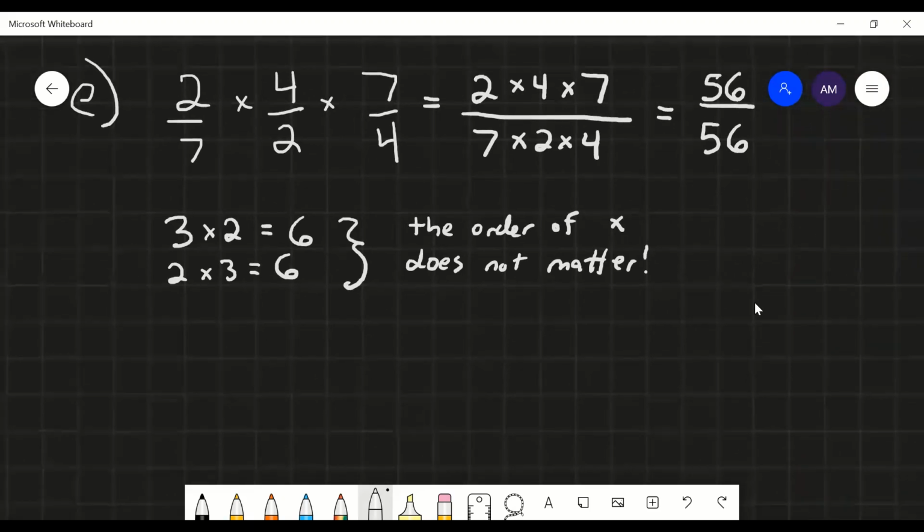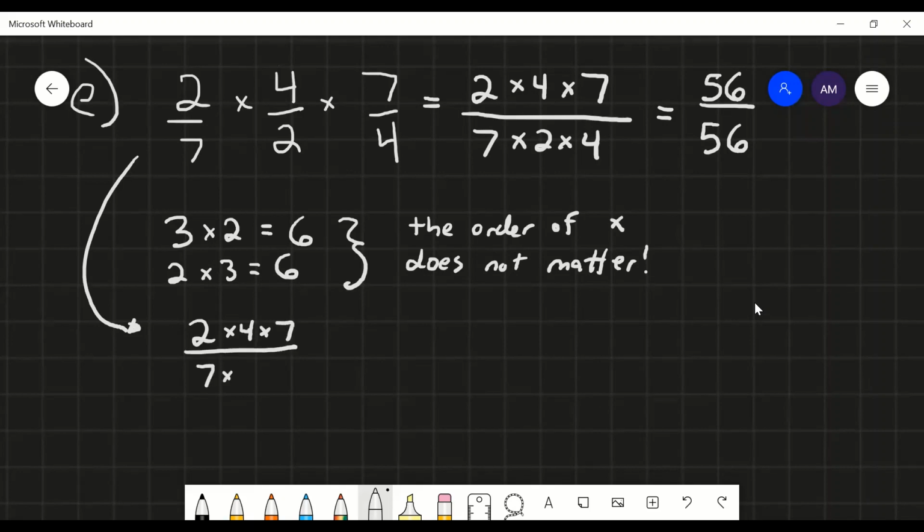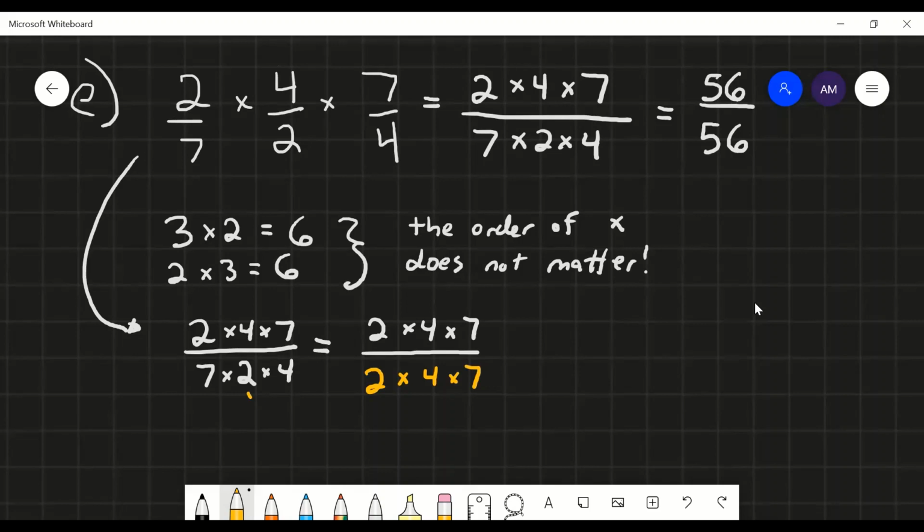So I'm going to do this problem again down here just to show you what I mean. 2 times 4 times 7 over 7 times 2 times 4. Well, my 2 looks kind of silly. We could at any point rearrange the 7, the 2, and the 4. And I'm going to do that. So 2 times 4 times 7. Well, we said the order doesn't matter. So this could be 2 times 4 times 7 down here. All I did was move the 2 here, move the 4 here, move the 7 here. They've all been accounted for.